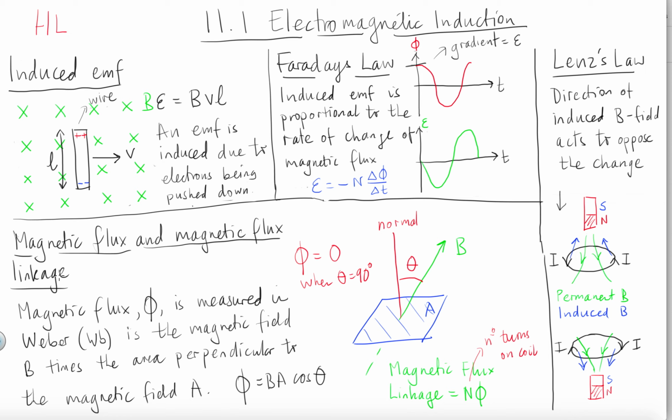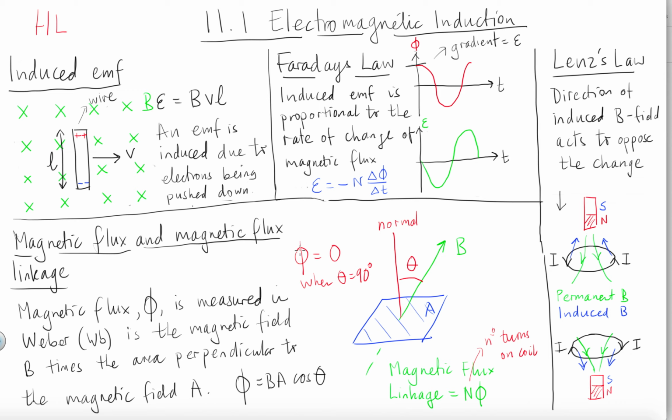We also then need to define a new quantity which is involved in Faraday's law, and that's magnetic flux and magnetic flux linkage. The symbol for magnetic flux is the Greek letter phi, and it's measured in Weber. It's basically the magnetic field B times the area of the coil perpendicular to the magnetic field A. So to find phi, we take B, the magnetic field strength, we multiply that by the area of the coil times the cosine of the angle between the B field and the normal to the plane of the surface.